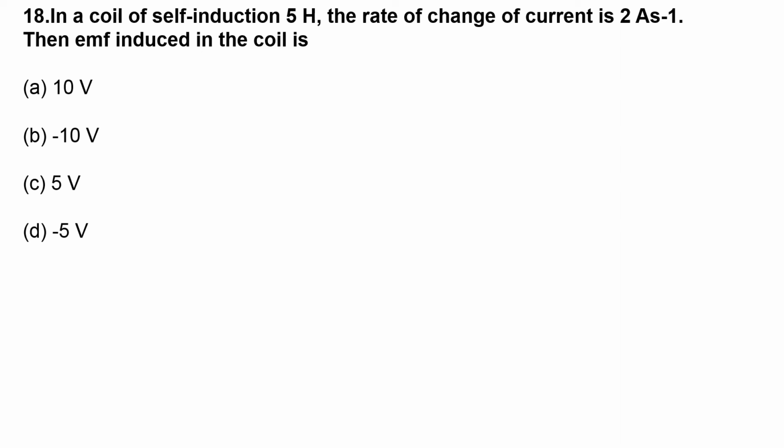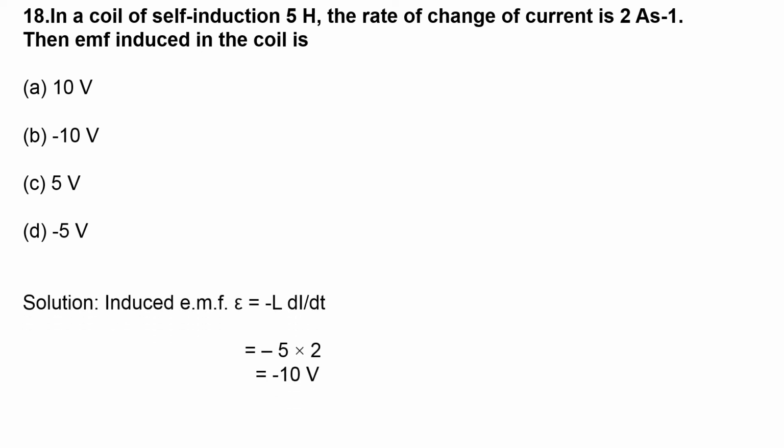Then the EMF induced in that coil you can find using the formula epsilon equals minus L di by dt. Here L is 5 and di by dt is 2. So the answer is minus 10 volt. So the answer is option B, minus 10 volt.